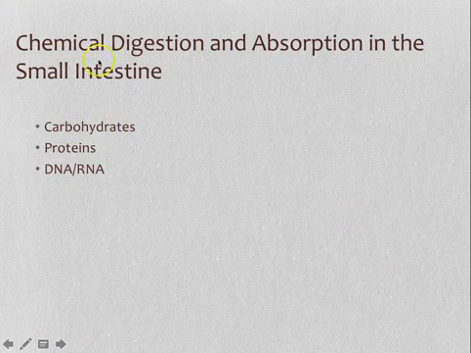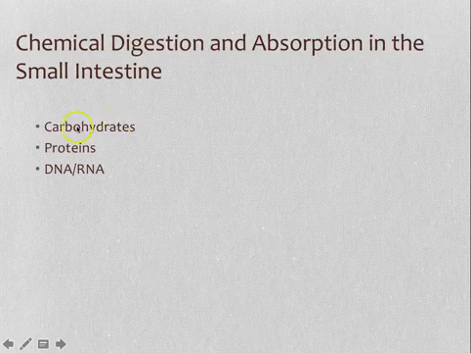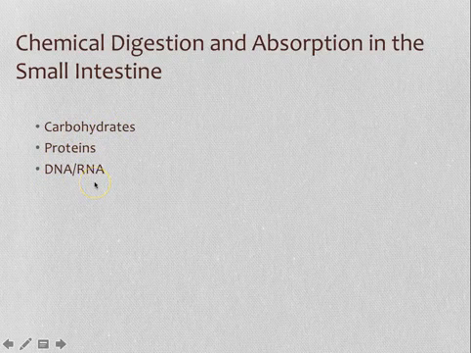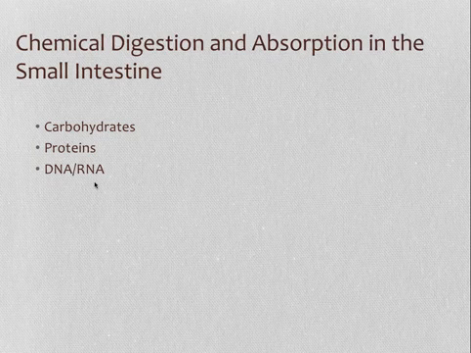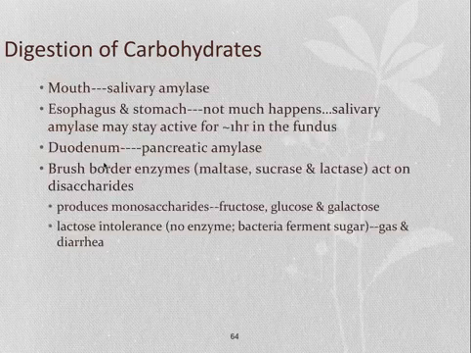All right, we also have chemical digestion in the small intestine. Particularly, we're going to have different enzymes for carbohydrates, proteins, DNA, and RNA. Very similarly, it's like what we saw from the pancreas. However, the one thing that's missing here is a separate enzyme to break down fats. Really, that's all done by the pancreatic lipase and then the bile salts from the liver.